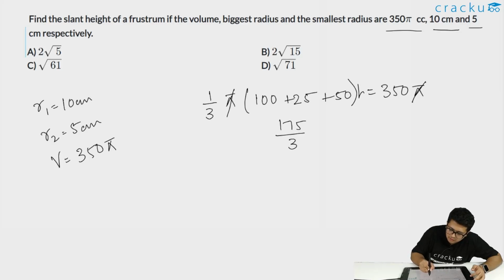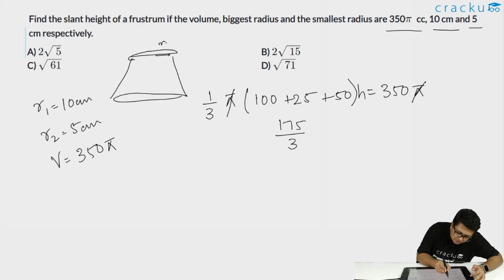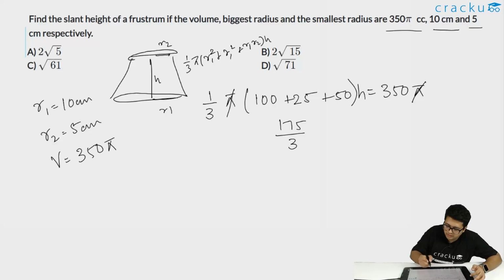And obviously this is into height, my bad. So volume of the frustum is 1 by 3 into pi into r1 square plus r2 square plus r1 into r2 into the height of the frustum. So if the frustum is like this, where this is r2 and this is r1 and this is the height, the volume would be 1 by 3 pi r1 square plus r2 square plus r1 r2 into h. So 175 by 3 into h is equal to 350, so h we will get as 6 centimeters.